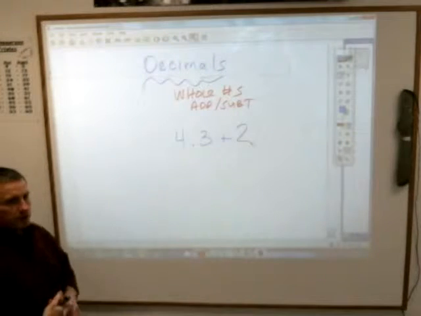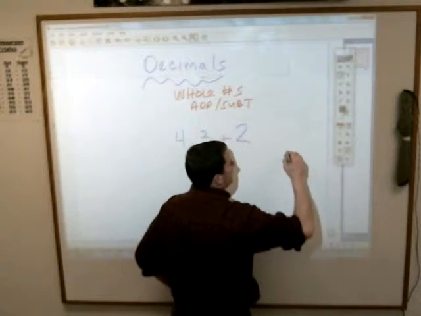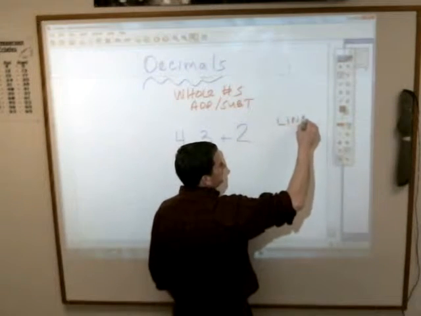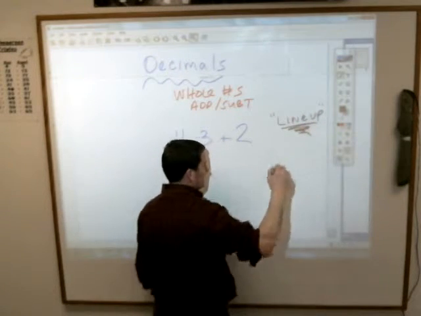There should be a little rule there. It's only two or three words. Yeah, you need to line up the decimals. That should be the rule that you have in your notes there, highlighted and in bold.